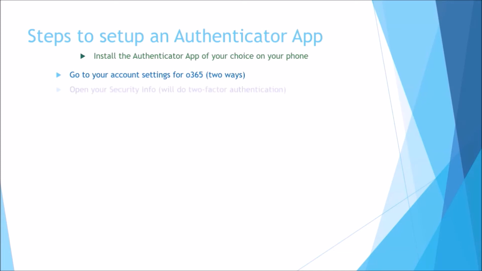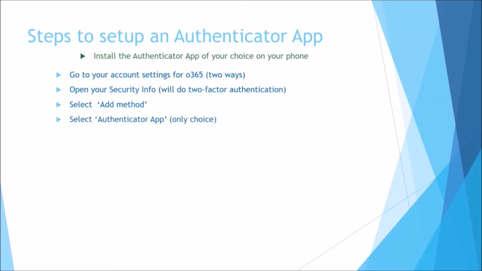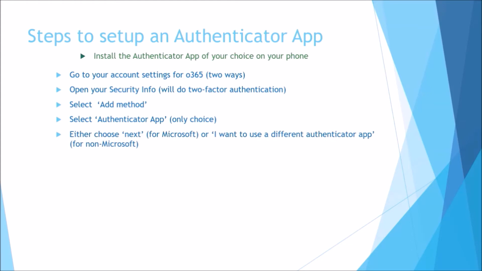When you get in there, you're going to click on the Security Info panel, specifically the Update Info link. That will bring about a two-factor authentication verification of your identity. It'll probably send an SMS text to your phone. And then once you get past that, you'll be in the place where you can actually add methods of authentication. You're going to click on Add Method. You're going to select Authenticator App, which is probably going to be your only choice. And then you're either going to choose Next or you're going to choose I want to use a different Authenticator app for non-Microsoft Authenticator apps.